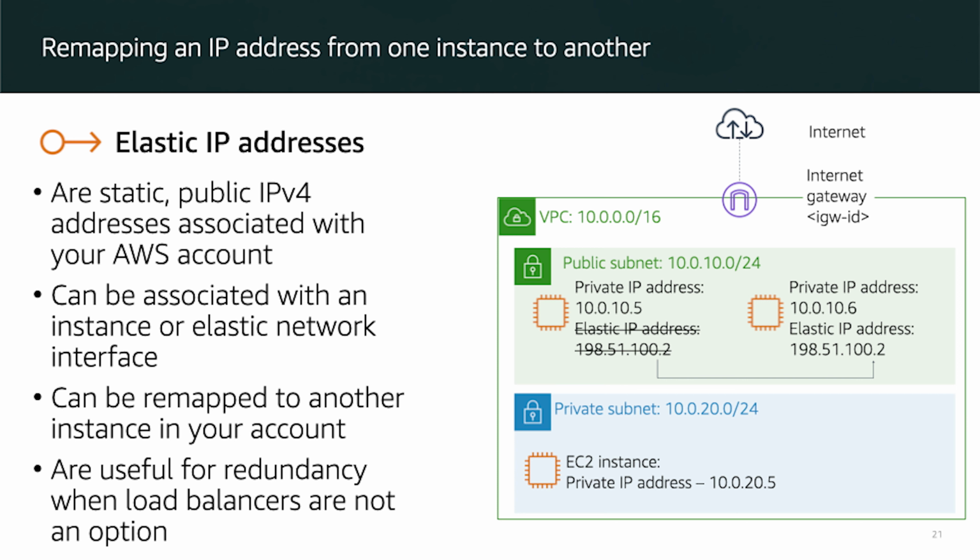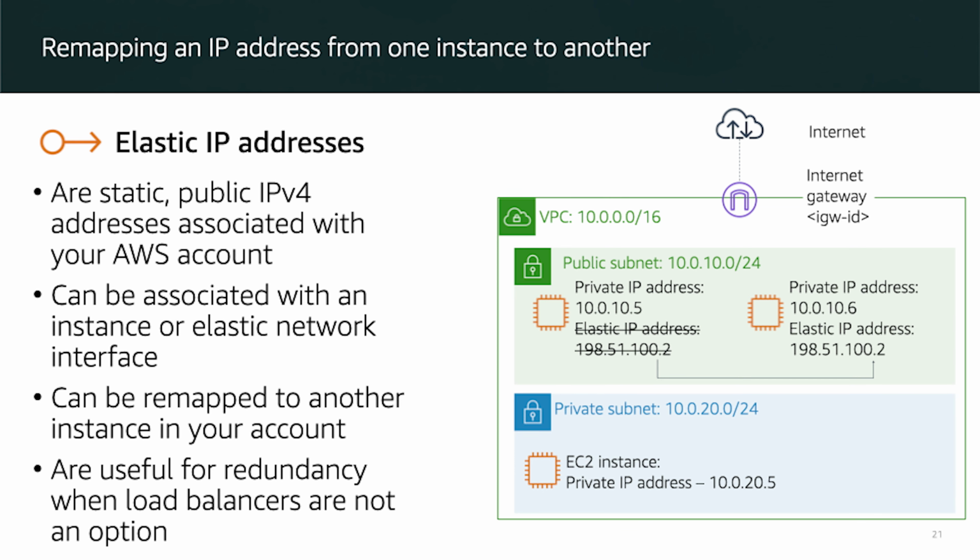An elastic IP address is a static, public IPv4 address that is designed for dynamic cloud computing. You can associate that elastic IP address with any instance or elastic network interface for any VPC in your account. With an elastic IP address, you can mask the failure of an instance by rapidly remapping the address to another instance in your VPC. Associating the elastic IP address with the network interface has an advantage over associating it directly with the instances. You can move all of the attributes of the network interface from one instance to another in a single step.